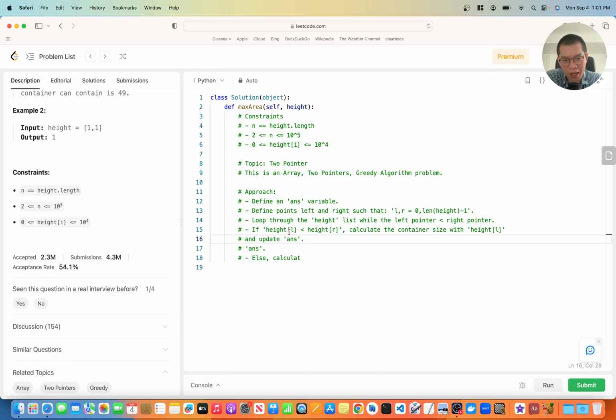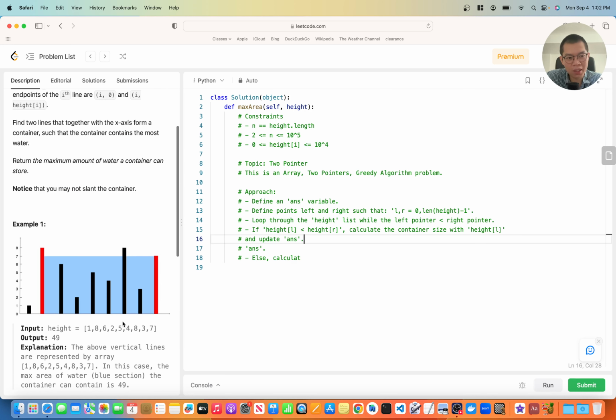If the height pointers on the left and right are pointing to two heights, if the height on the left side is less than the height on the right side, calculate the container size with the height on the left side and update the answer. This is because, like I said, you can only calculate the container and the amount of water trapped by the lesser of the two heights. That's the one that you want to isolate. So that's if height L is less than height R.